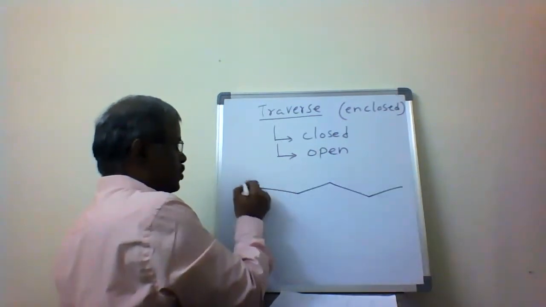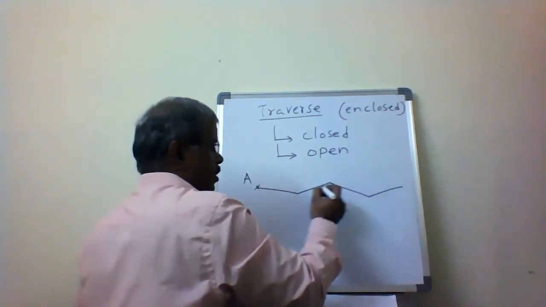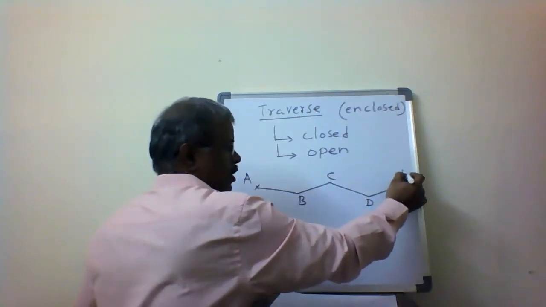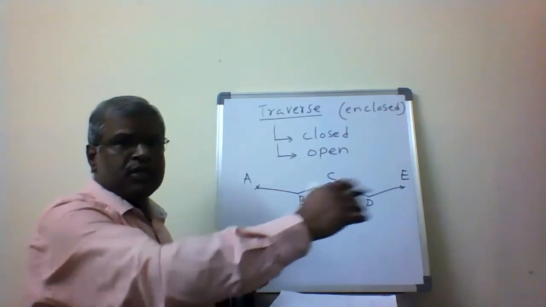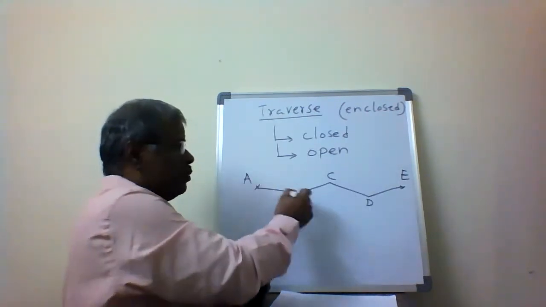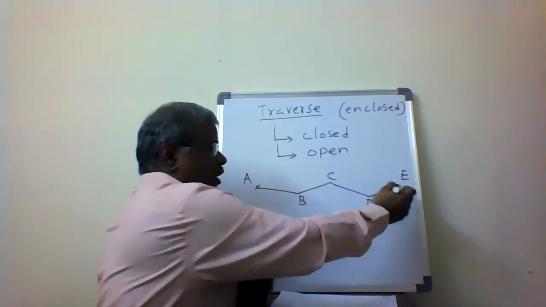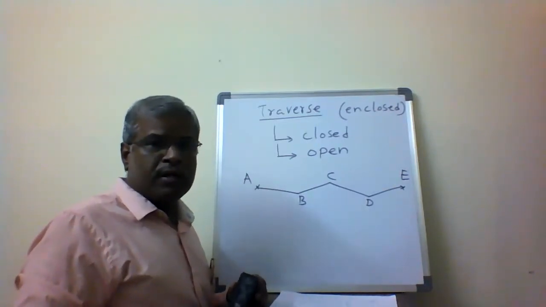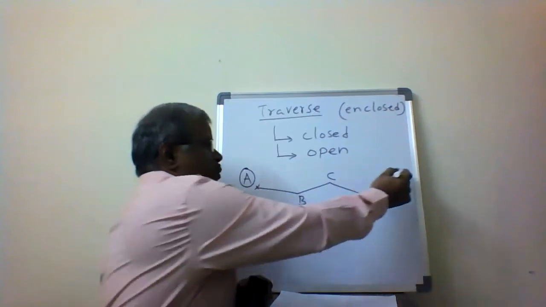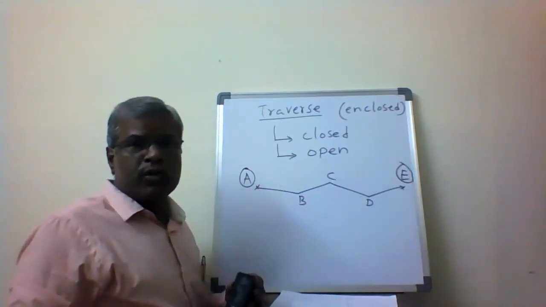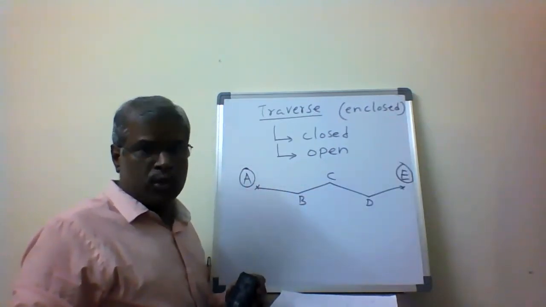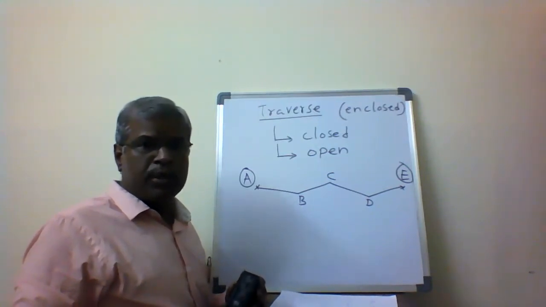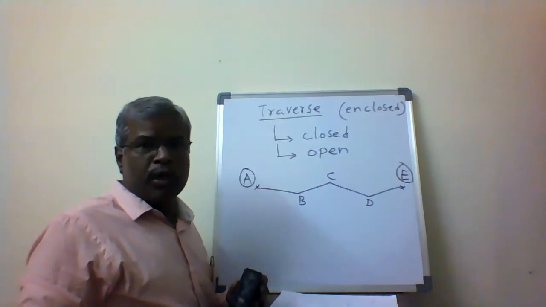So this is my starting point A, B, C, D, and E. My traverse is going from A to B, B to C, C to D, D to E. So your starting point is A and your end point will be E. The starting point and end point will not be reaching together, they are not the same point. Then it is going to be called an open traverse.